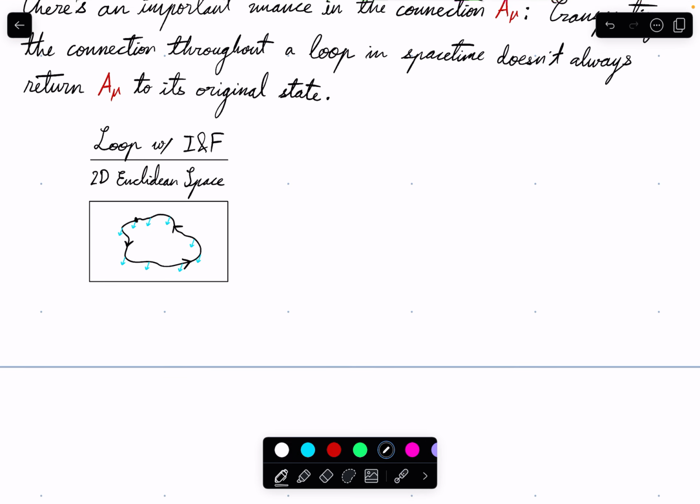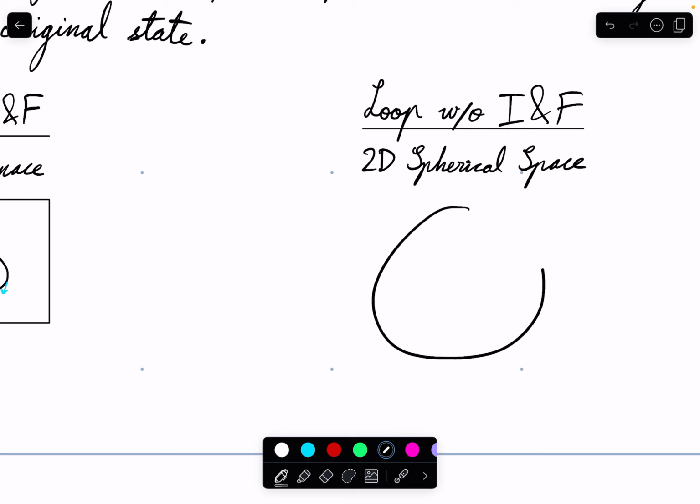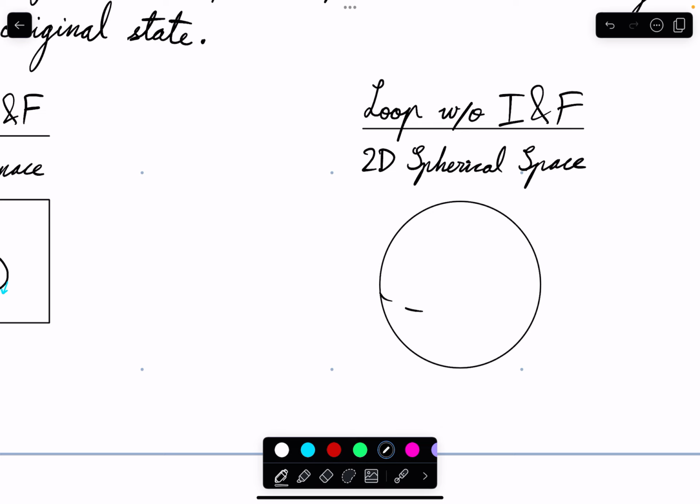But we can have different types of spaces, which we're very familiar with, at least in concept. So without the same initial and final. An example of this is two-dimensional spherical space. A great example of two-dimensional spherical space is actually the Earth.